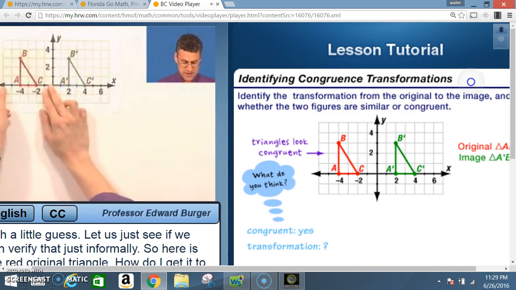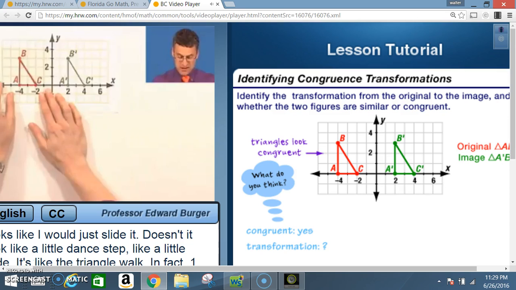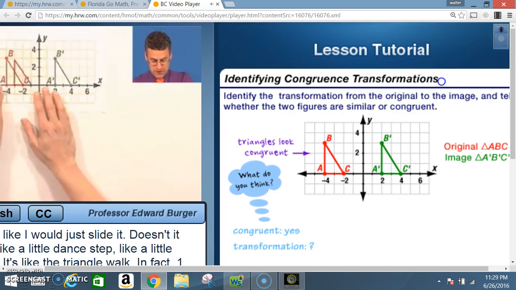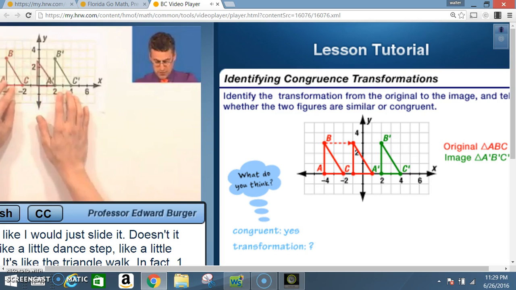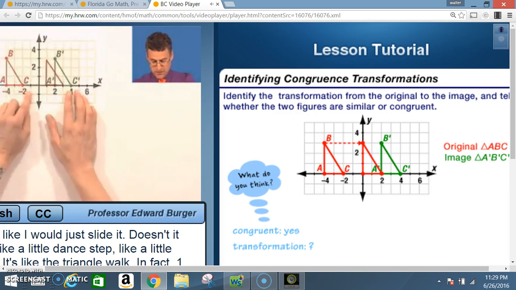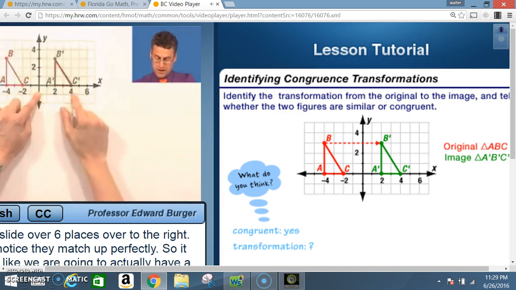So here is the red original triangle. How would I get it to there? It looks like I would just slide it. Doesn't it kind of look like a little dance step? It's like a slide. It's like the triangle walk. In fact, 1, 2, 3, 4, 5, 6. It looks like I slide over 6 places to the right.